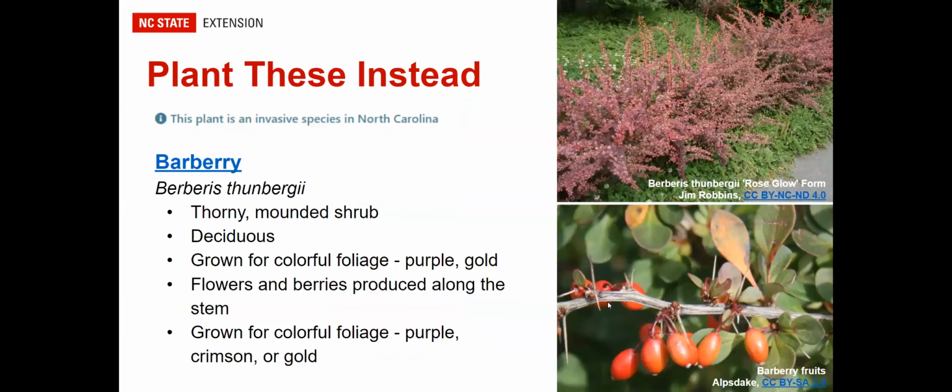And like other hollies, though, you'd have to have a male somewhere in the vicinity to pollinate it to get the berries. All right, finishing up with barberry, Berberis thunbergii. This one I think is sometimes referred to as Japanese barberry. And it doesn't have the same bipinnate leaves as its cousins.